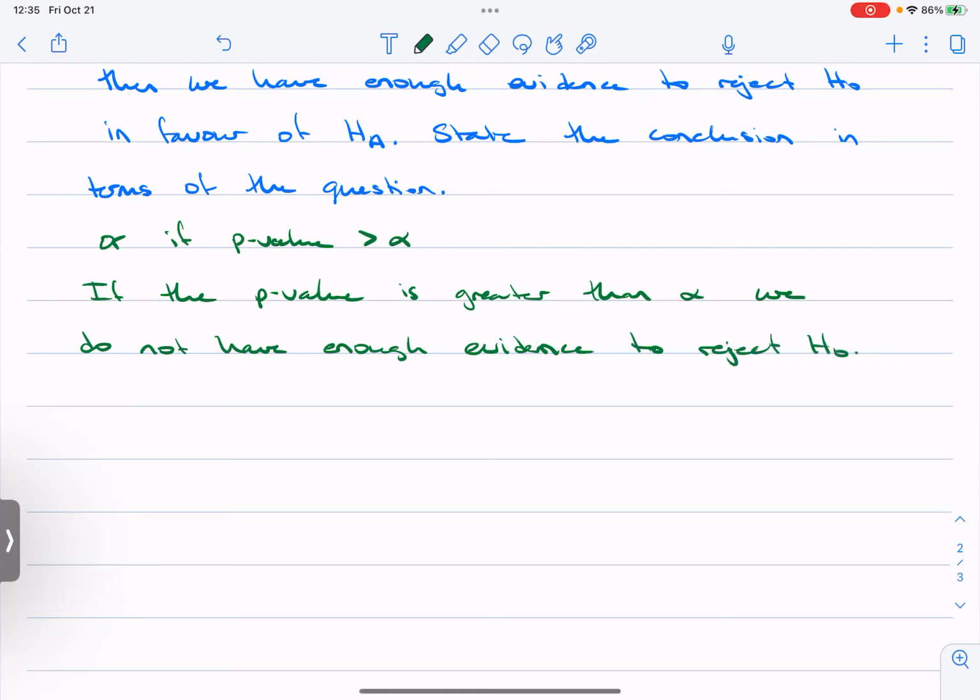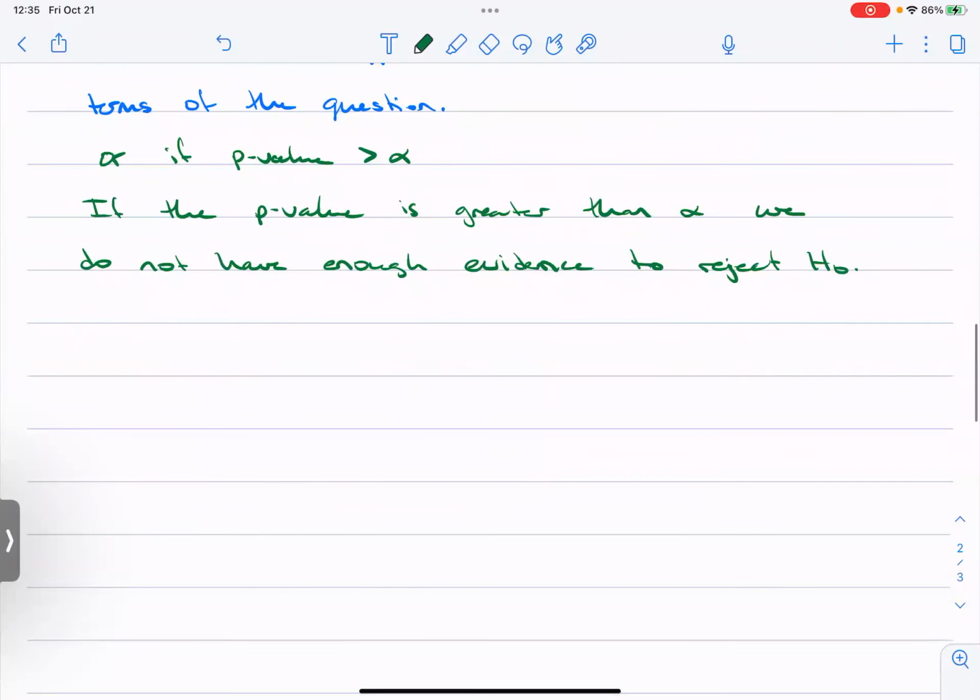If I'm not rejecting it, then that's where I end, right? I'm not going to not reject it in favor of HA, so we just pull the plug there. And then state the conclusion in terms of the question, right? Of course. So here, state the conclusion in terms of the question.